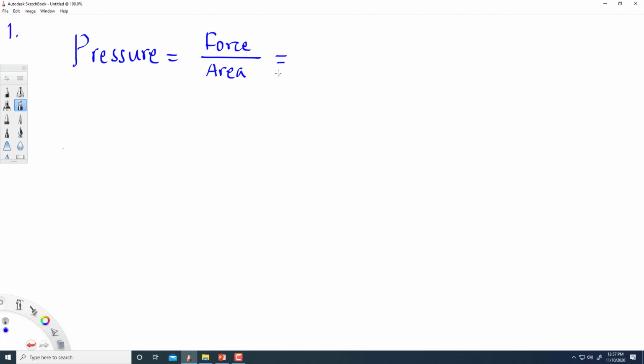And force exerted by any object is the weight. Okay, so when you put the ball on the tip of your finger, the weight of the ball will exert the force. That means the force comes from the weight of the ball. And then that's over area.